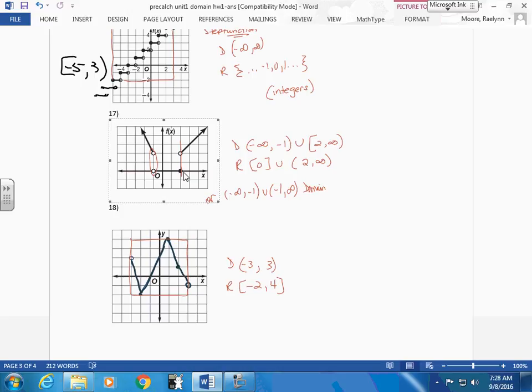I don't know where this piece came from. It looks like it belongs somewhere. It doesn't belong here.